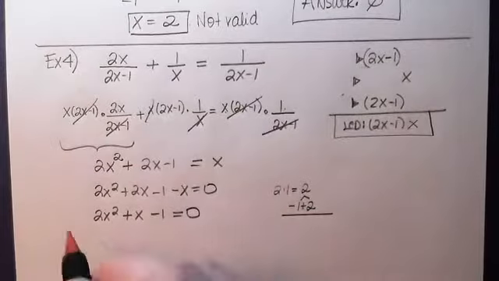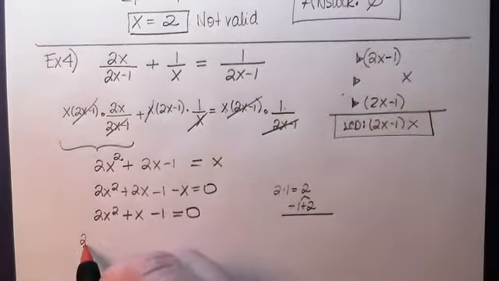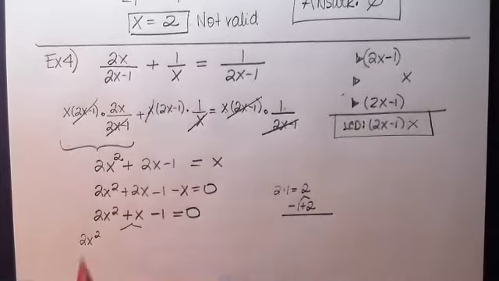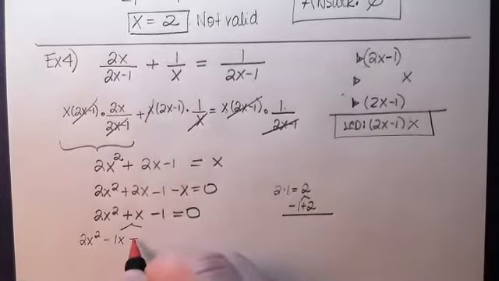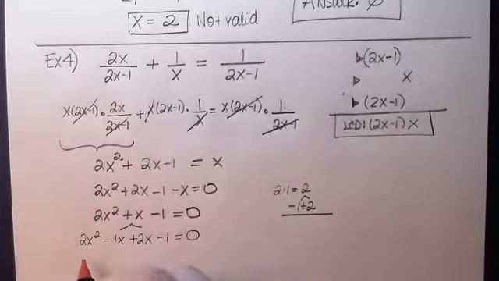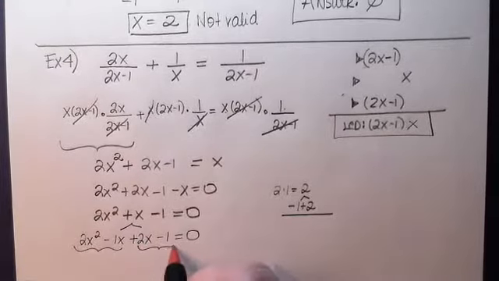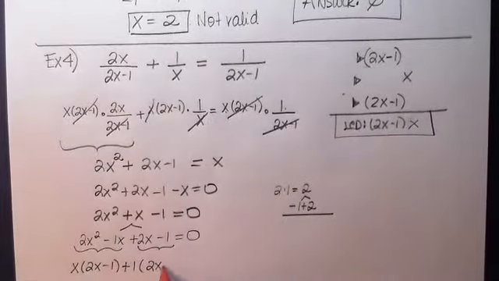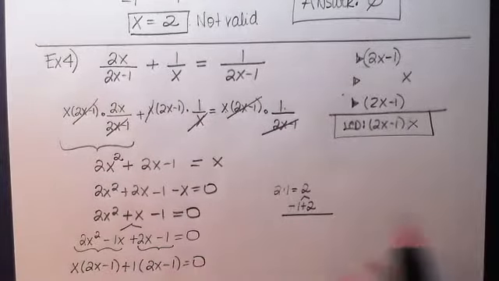So basically, I'm going to copy the 2x squared. I'm going to split the middle term as negative 1x plus 2x and bring down the negative 1. And then I'm going to group them. So I'm going to factor an x here, so this would be 2x minus 1. And here I'm going to factor out a 1, so this would be 2x minus 1 equals 0.